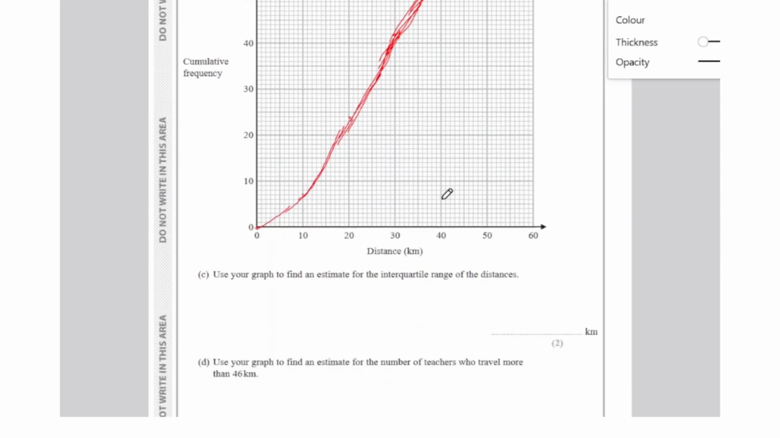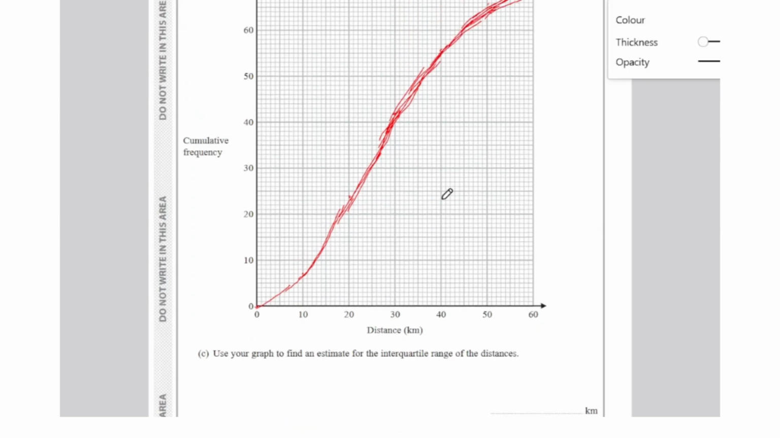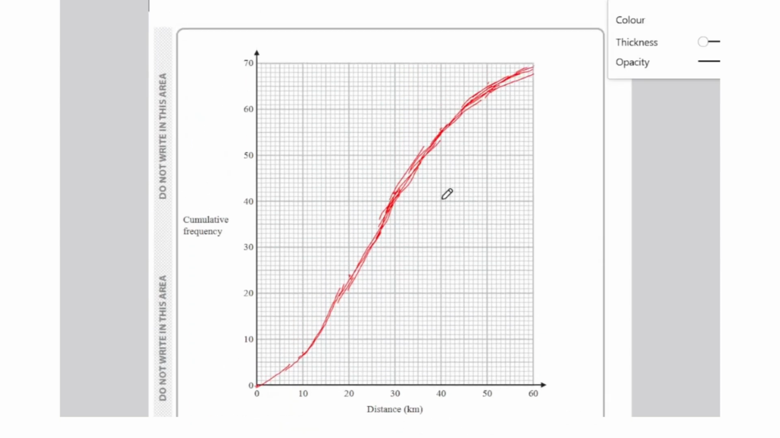We've done the graph. Now it says use your graph to find an estimate for the interquartile range of the distance. Okay, so this part is a bit tricky because they have used a value of 70. So 70 divided by 4 to get the lower quartile, so we'll get 17.5. To get the upper quartile, we're going to do 17.5 times 3.